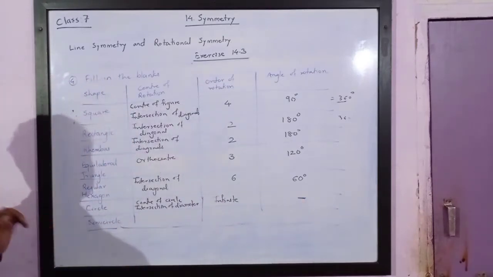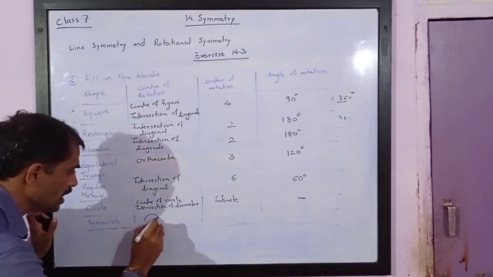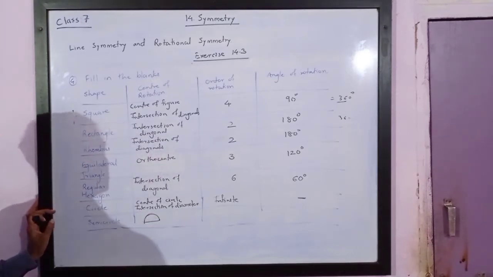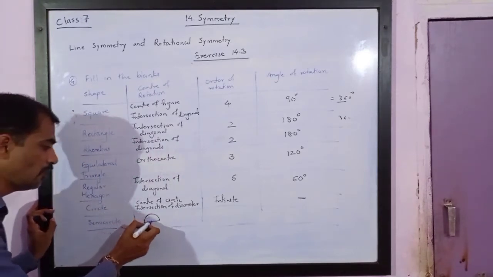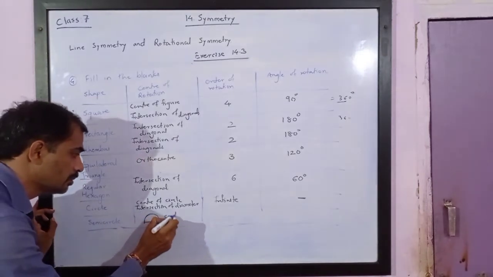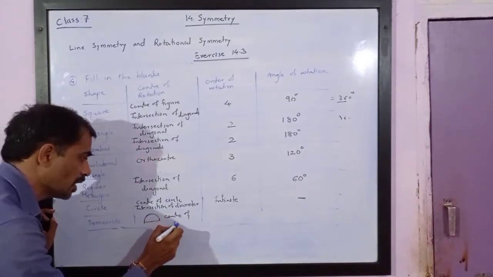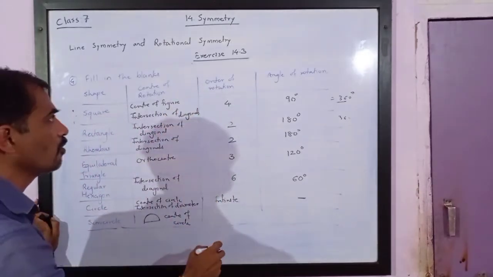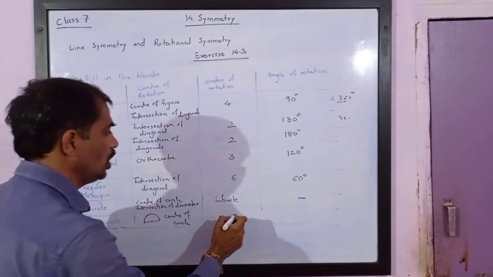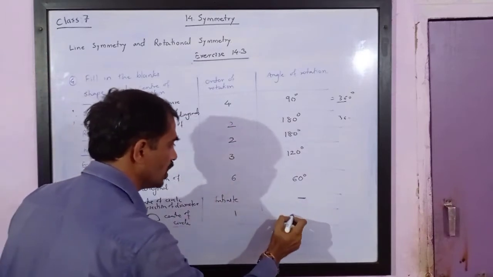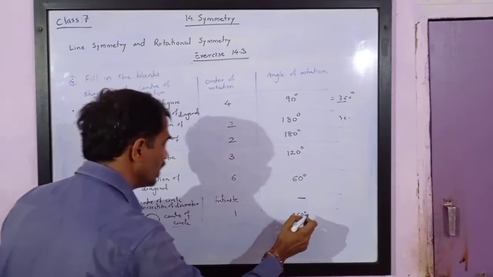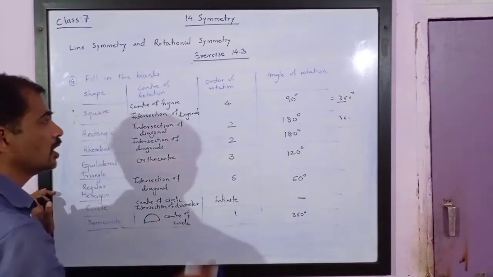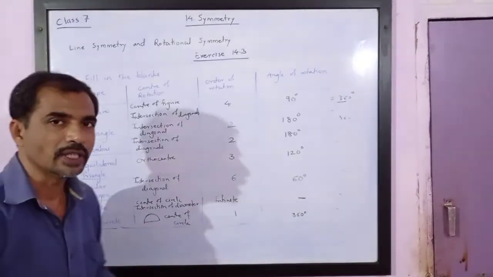Next is semicircle. Now see, if it is a semicircle, then this is a symmetric figure. So here if you take the center of the circle, you will notice the order of rotation is only 1 and the angle of rotation is 360 degrees. That is, you need to rotate through 360 degrees, then and only then you will get one order of rotation.